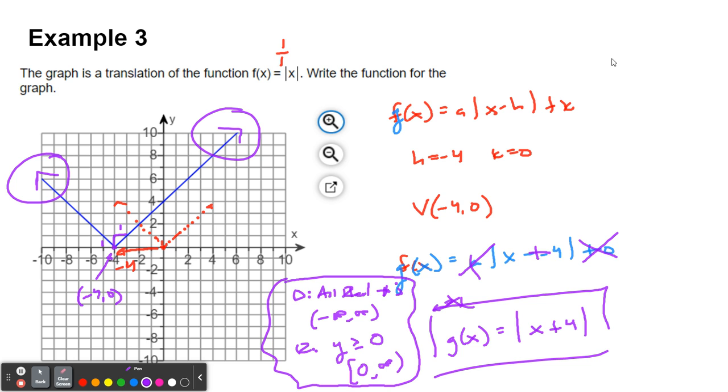And there's your first part of functions, talking about translations. Good luck on the practice.